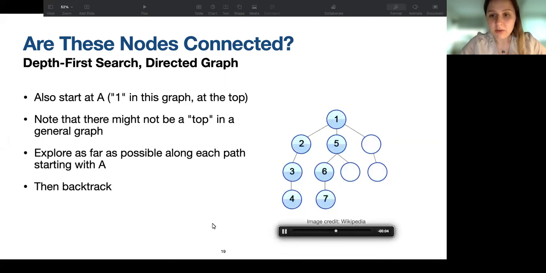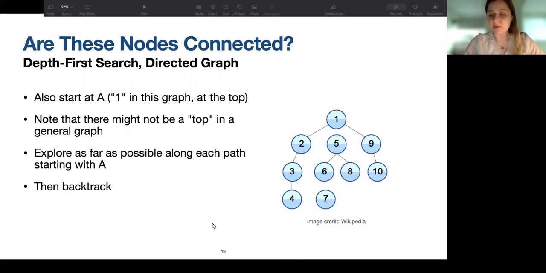So this algorithm pursues the same goal as the breadth first search. Really, it's just a different approach, and there are pros and cons to all the approaches.